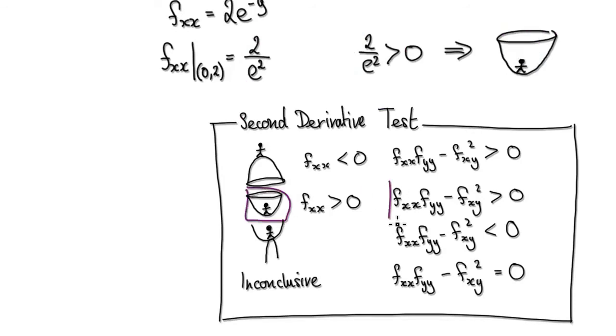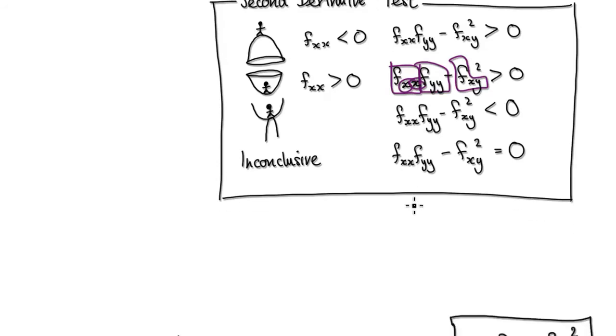We need to compute this quantity. If this quantity is bigger than 0, then and only then can we conclude that we're at a local min. So to compute this quantity, we need fxx, we need fyy, and we need fxy. So let's compute fxx.